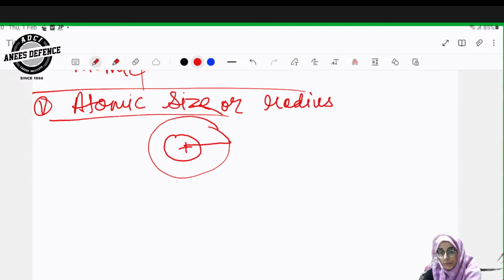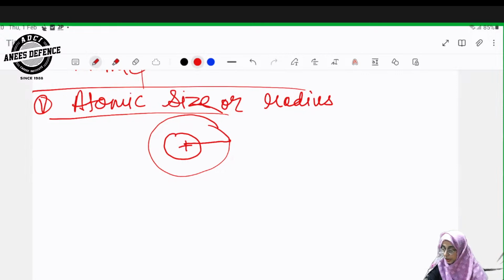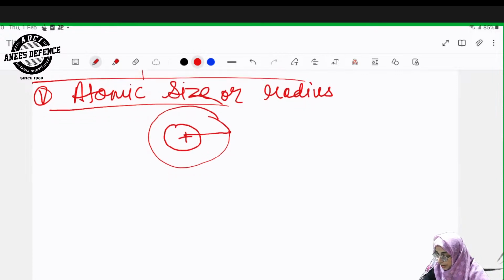Depending upon the type of compound. Ionic means ionic bonding, and there is the covalent bond. We'll discuss one by one: covalent radius, ionic radius, and all that.